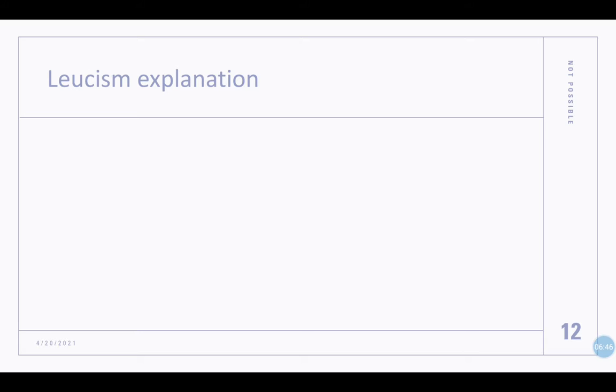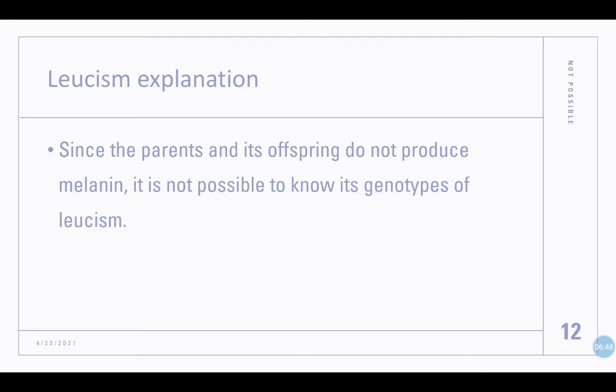Okay, for leucism explanation, since the parents and its offspring do not produce melanin, I cannot tell whether leucism is dominant or recessive.